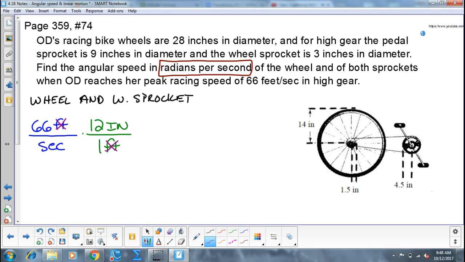Okay. Because the linear speed is the outside of the big wheel, right? So that one then is going to be 14 inches, 1 radius, which is a radian, right? Okay.